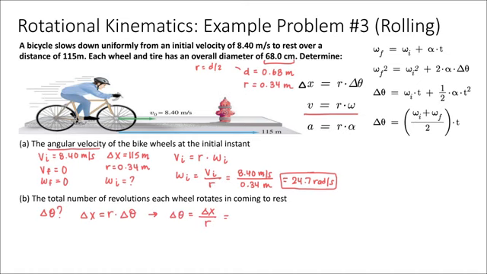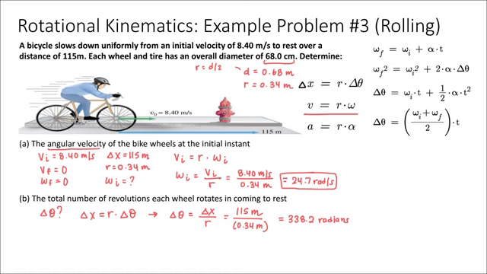And so delta x here was 115 meters, and the radius of the bike wheel and tire together was 0.34 meters. And so that would give me a total angular displacement of 338.2 radians. And now be careful, the problem was not asking for the total number of radians the wheel rotated through, it was looking for the total number of revolutions.